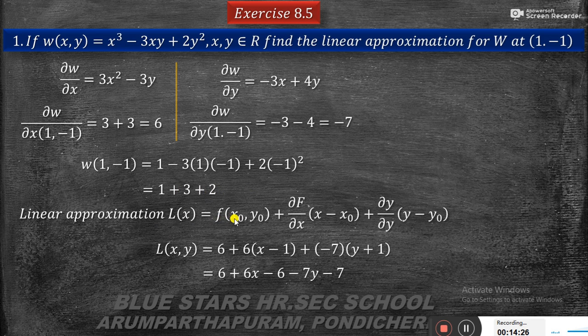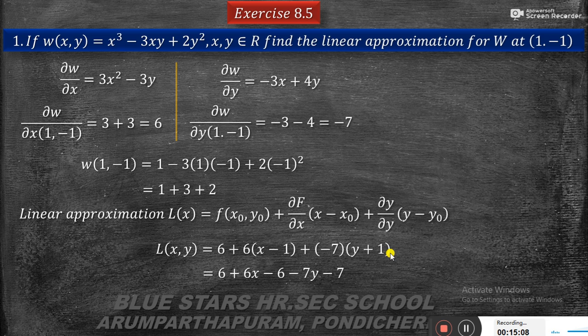So linear approximation: w(x0, y0) plus ∂w/∂x at the point (x0, y0) into (x − x0) plus ∂w/∂y at the point (x0, y0) into (y − y0). I just substitute: w(x0, y0) = w(1, −1) is 6. Plus ∂w/∂x at the point is 6 into (x − x0), where x0 value is 1. So (x − 1) plus ∂w/∂y, I substitute the answer −7, into (y − y0), where y0 value is −1.